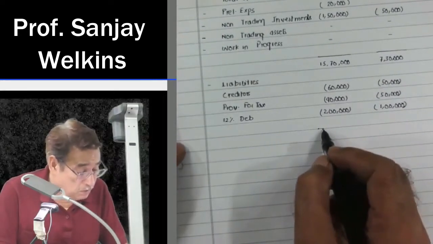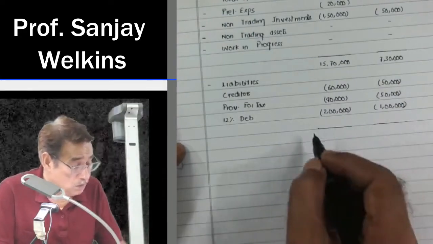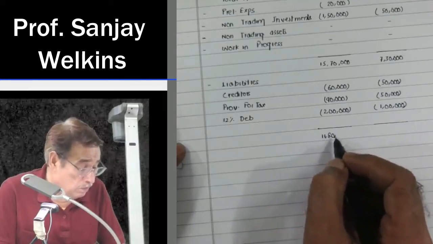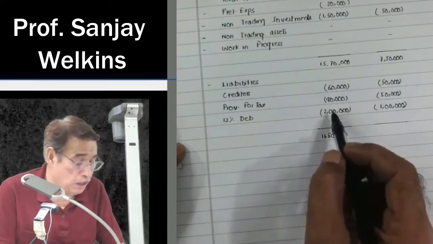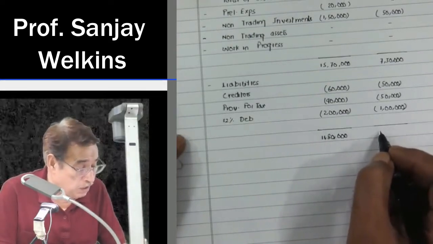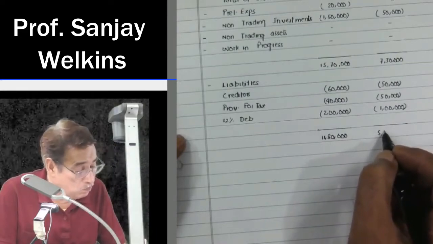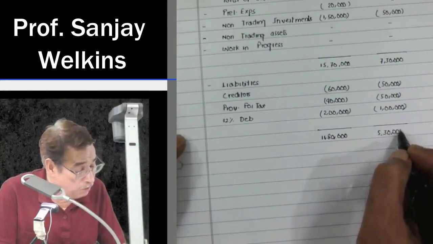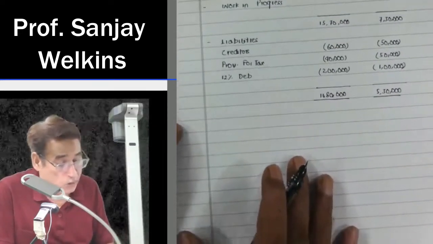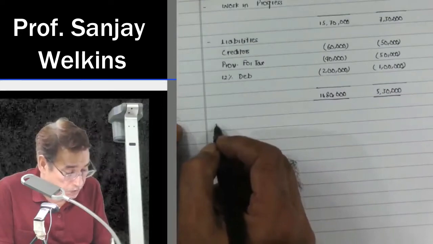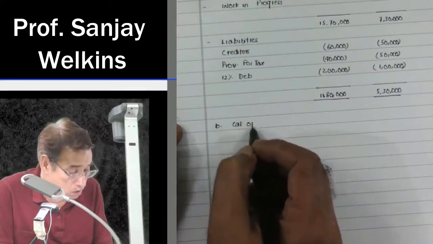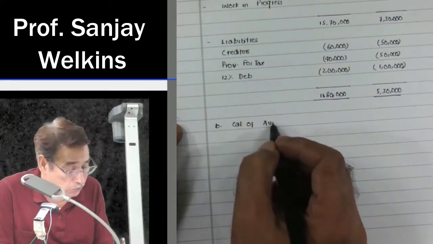After subtracting these amounts, we will get 11,80,000. From 15,70,000 I have subtracted 3,90,000, and similarly I will subtract 2 lakh from 7,30,000 and get 5,30,000. So this is my operating capital employed. After having computed the operating capital employed, the next step is calculation of average adjusted profit.